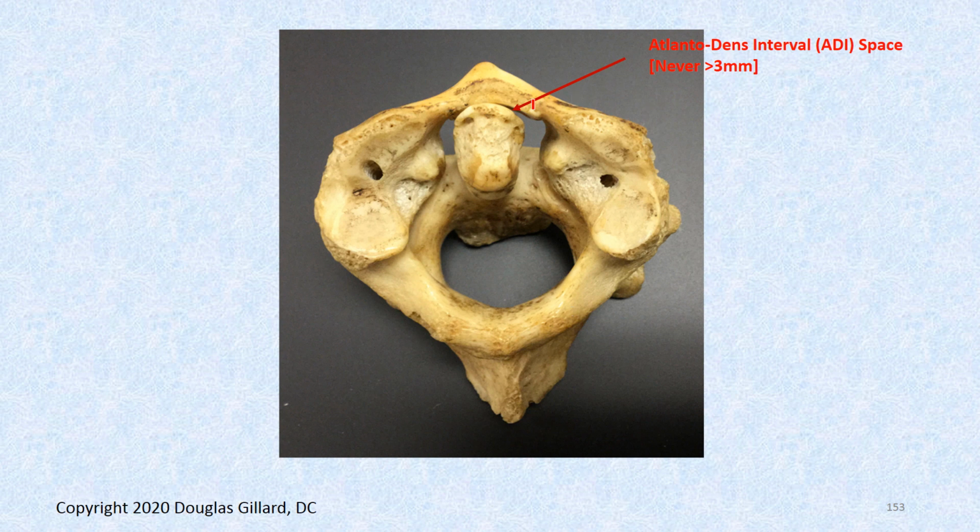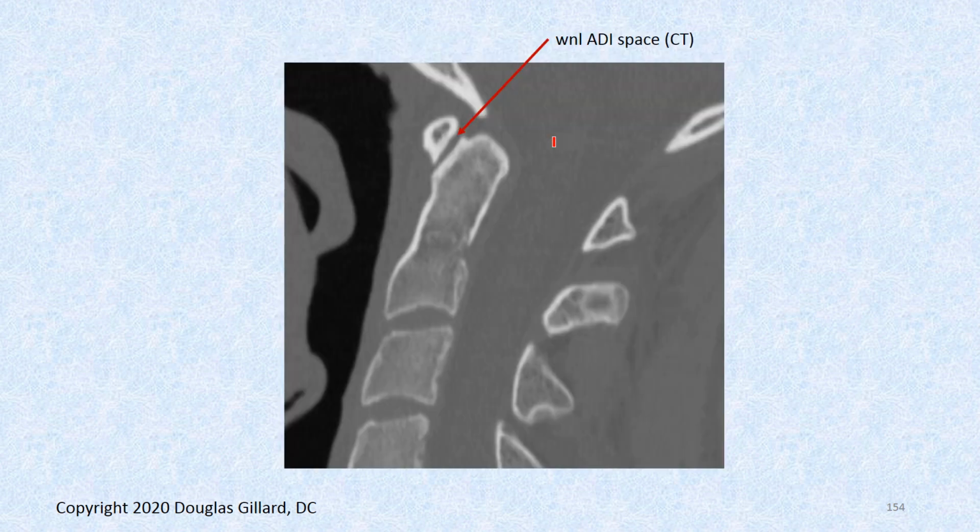Okay, so here's a picture. You can see pretty snug. There's not any separation of this at all. There's that dens again. This is a CT cut through there, and it looks real good. There's no separation.